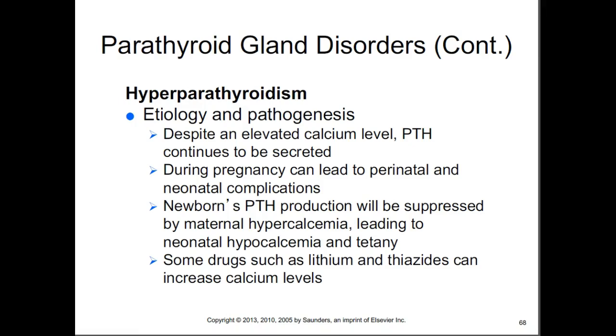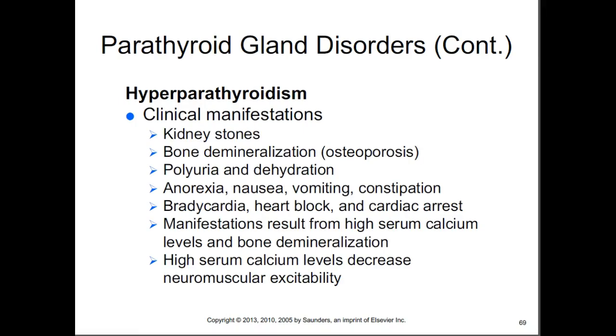right? So etiology and pathogenesis: despite elevated calcium levels, parathyroid hormone continues to be secreted. During pregnancy, this can lead to perinatal and neonatal complications. Newborns' parathyroid hormone production will be suppressed by the maternal hypercalcemia, leading to neonatal hypocalcemia and tetany, right? So it's an electrolyte imbalance, and when the calcium is low, you're going to have overly stimulated muscles. So that's what tetany is. Some drugs such as lithium and thiazides can increase calcium levels.